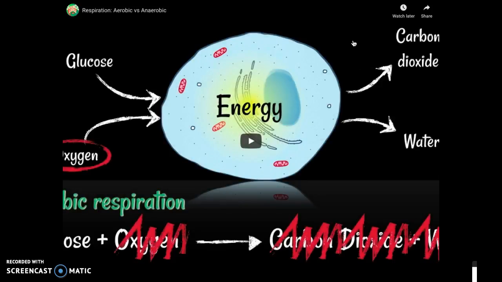I'm now going to show you guys a video that explains this again in a slightly different way. It also goes into more detail about why a human cell might use aerobic versus anaerobic respiration and the advantages and disadvantages to both processes.